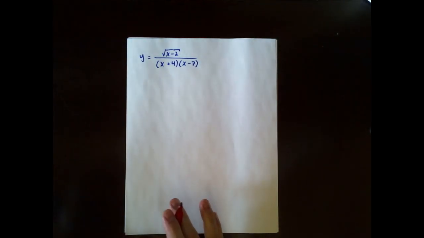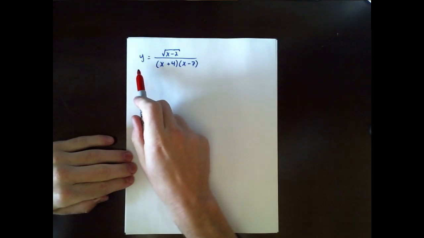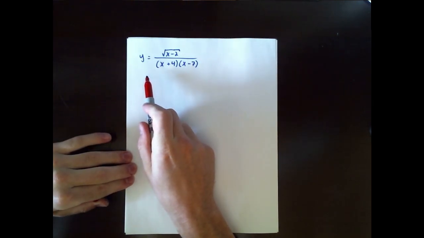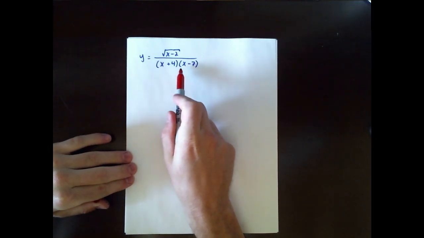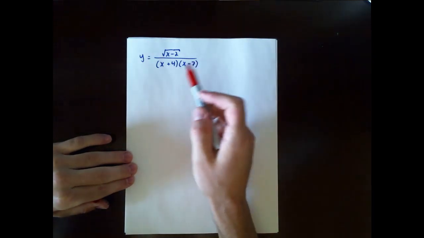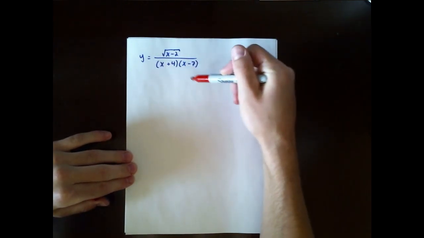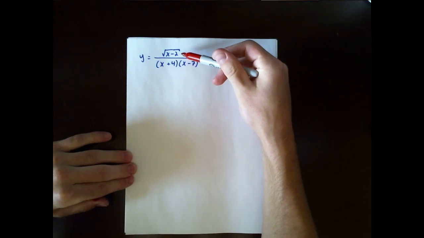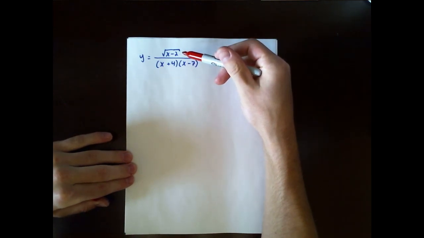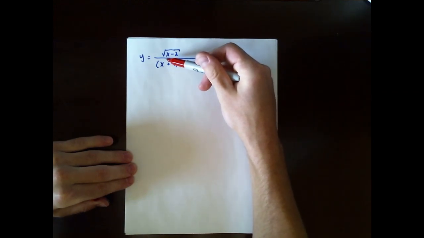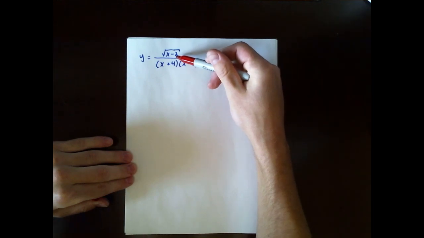Okay, now we're going to work an example of finding the domain of this function right here. This is a rational function because we have a denominator, but it's also a radical function because we have a root. So when we're solving these, we want to find the domain of the numerator. Here the numerator is a radical function, so we need to take our x minus 2 and make sure that that is greater than or equal to 0.